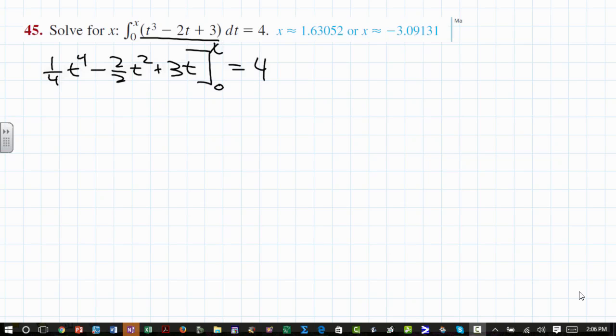So now I'm going to evaluate this expression at the high end. 1/4 x to the 4th minus x squared plus 3x. That's me evaluating at the high end. I'm going to evaluate it at the low end. It's 0 minus 0 plus 0. And of course it's still equal to 4. So now what?